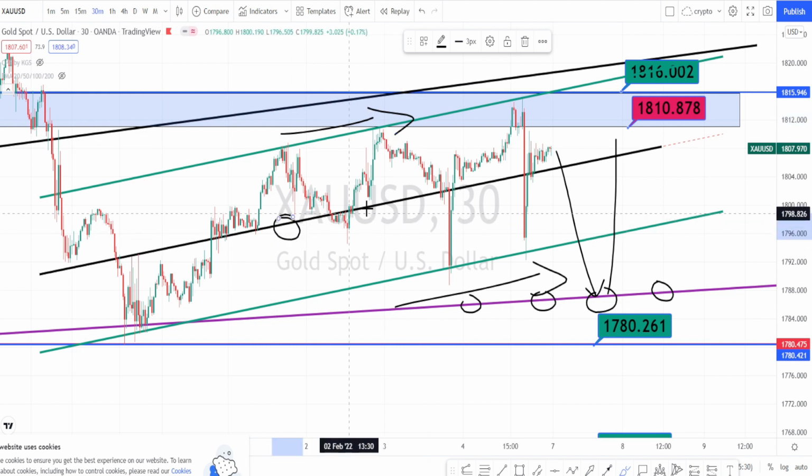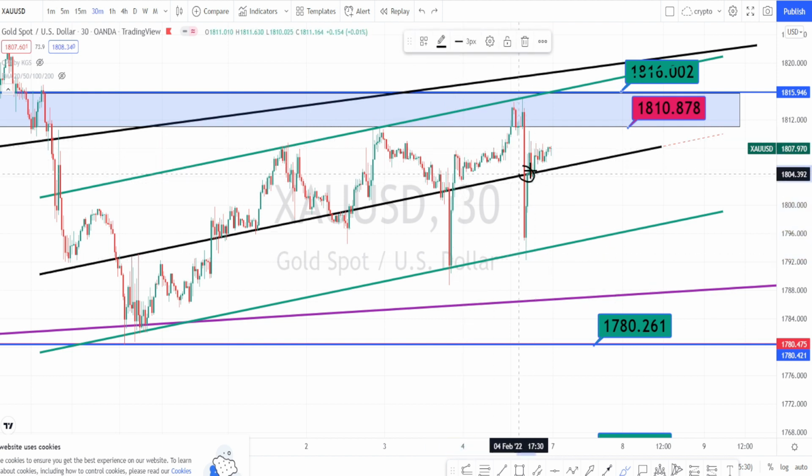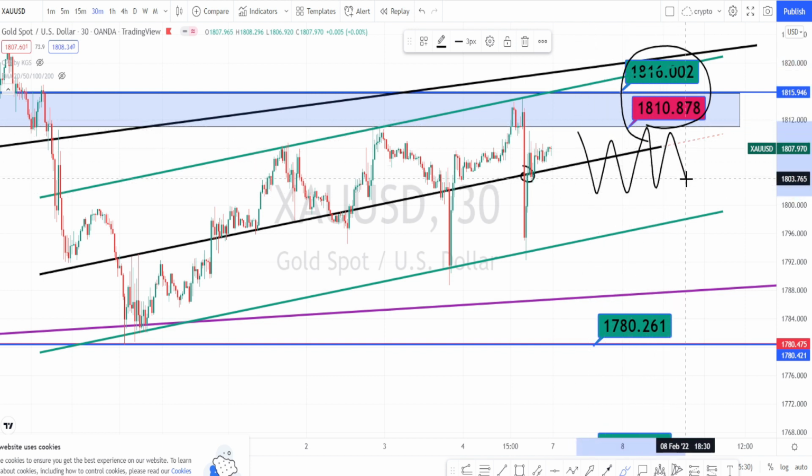And I have drawn the mid line also. Every time it crosses this mid line, you can see that the price action immediately bounces back. The price action couldn't sustain below this mid line. So strong bullishness is still remaining in this currency pair. If the price action fails to break this resistance level, we can expect a sideways market to continue.